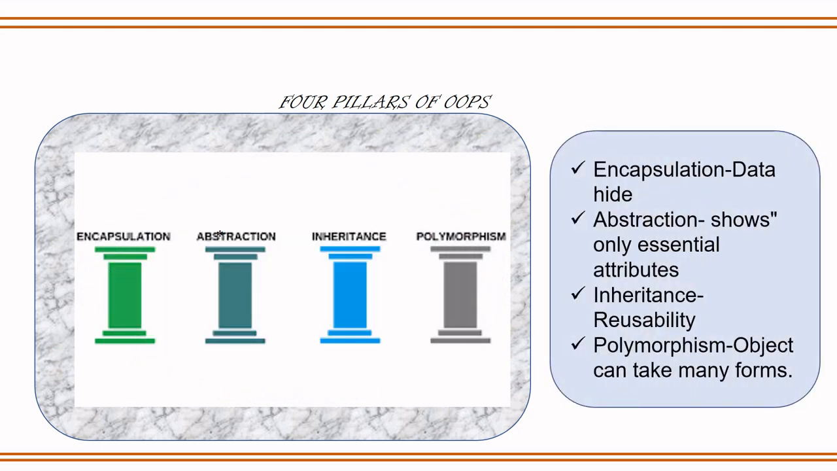So, the 4 pillars of OOPS. The most striking features of OOPS are encapsulation, abstraction, inheritance, and polymorphism. Encapsulation helps with data hiding. Abstraction shows only the essential attributes, and inheritance can be used for reusability. Polymorphism means an object can take more than one form.